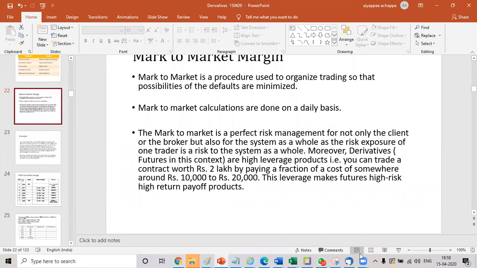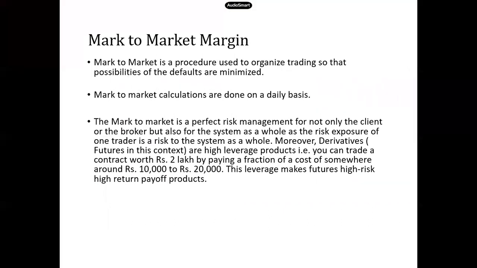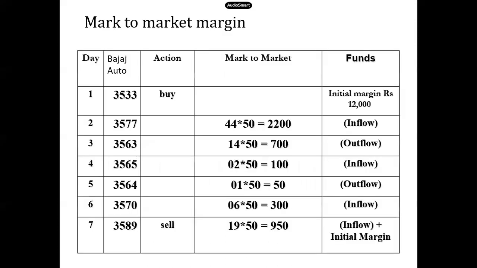So mark to market is a procedure used for organized trading, so that the possibility of defaults can be minimized. That means, in order to make sure both the buyer and seller have the financial resources available to pay the losses, the exchange will be calculating the gains and losses on a daily basis, and it would be collecting from the counterparty. Now this is basically how it works. One more example.